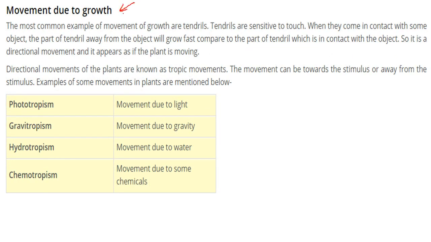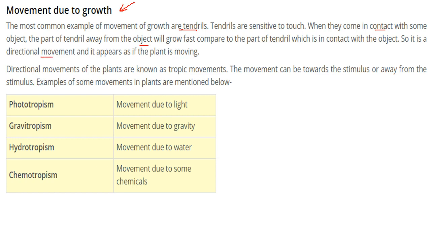When it comes to movement due to growth, the most common example you can take is the growth of tendrils. These tendrils are quite sensitive to touch. When they come in contact with a certain object, the part of the tendril which is away from the object grows faster as compared to the part closer to or in contact with the object. So it is a directional movement, and it appears as if the plant is actually moving.